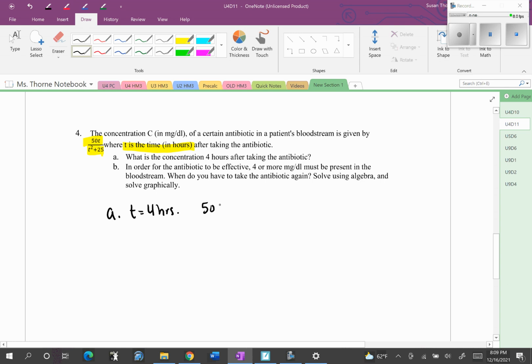So 50 times 4 over 4 squared plus 25, which gives us 200 over 16 plus 25, which is 200 over 41. So that would be about 4.88 milligrams per deciliter.